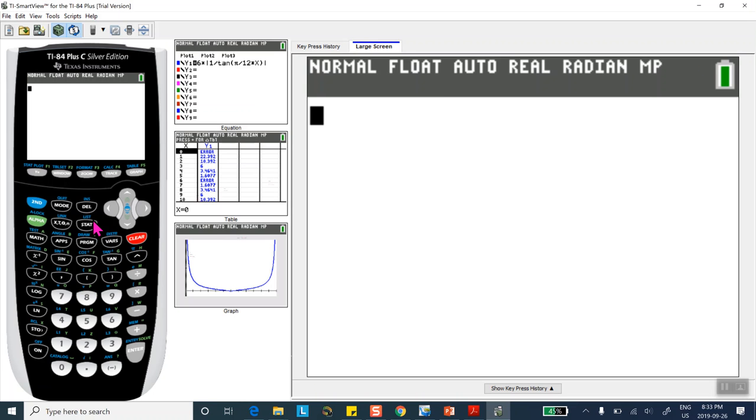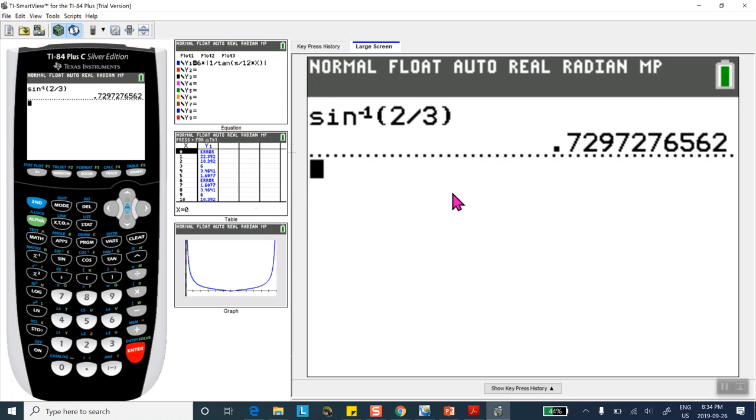So problem number 11 is the sine inverse of 2/3. Where is the sine inverse? Sine inverse is right above sine. See that? This is the sine. So second function, click on the sine button, and that's going to take you to the sine inverse. Now 2/3, 2 divided by 3. Hit return. There we are, 0.72972.